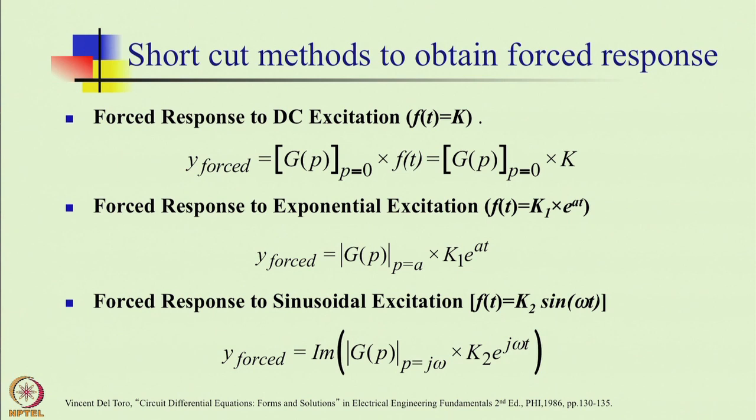For the DC excitation, if we put P equal to 0 in the network function, as you can see in the slide, the first forced response method that we have put there, we can straight away get the forced response to a DC excitation. Similarly, for an exponential excitation, we have written how a forced response can be obtained by putting P equal to the coefficient of the exponential power in the network function. Similarly, we can obtain the forced response to the sinusoidal excitation also. So, these shortcut methods are very handy in quickly getting the forced response.